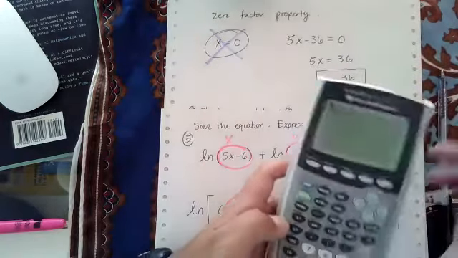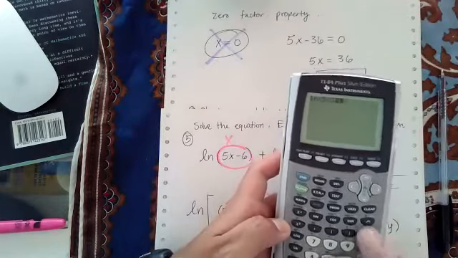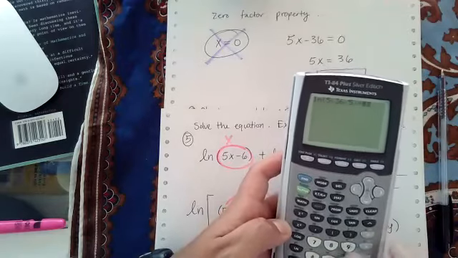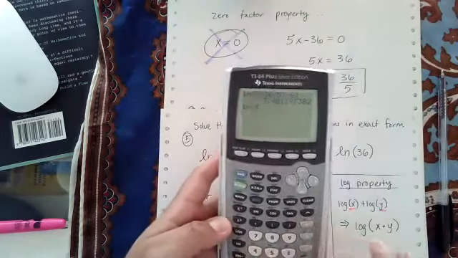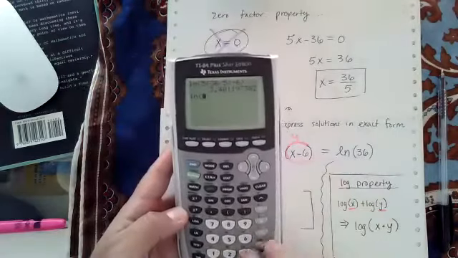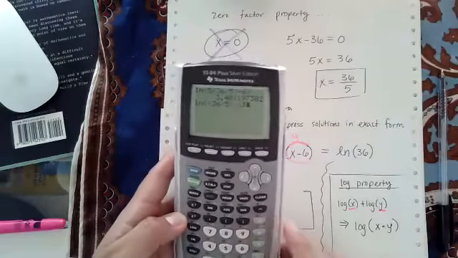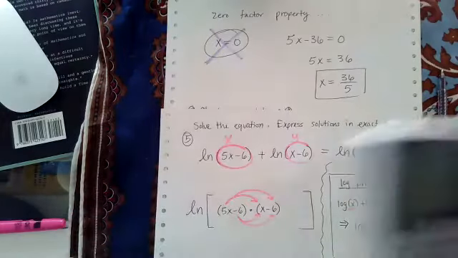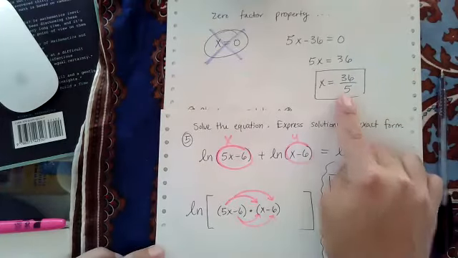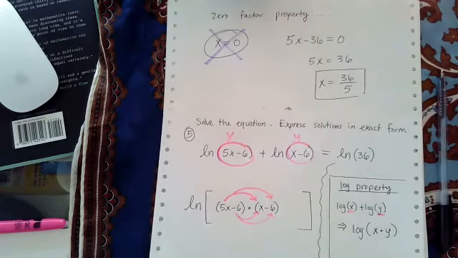For 36 over 5, we could check that as well. As long as we didn't get an error, we should be safe. So 36 over 5 minus 6. No errors there. ln of x minus 6. So that would be 36 over 5 minus 6. No error there. So we're good. That's going to be our single solution. Does anybody have any questions about that problem?